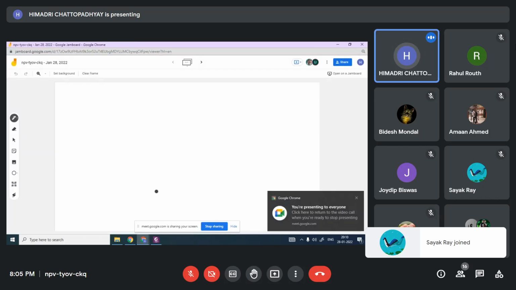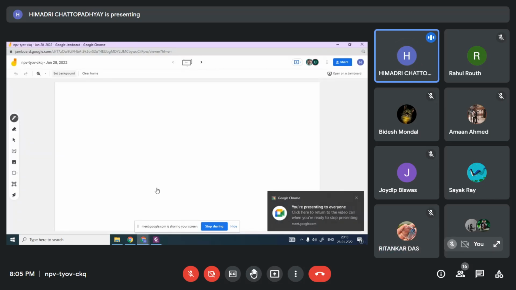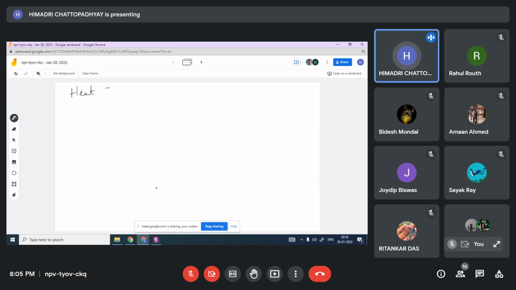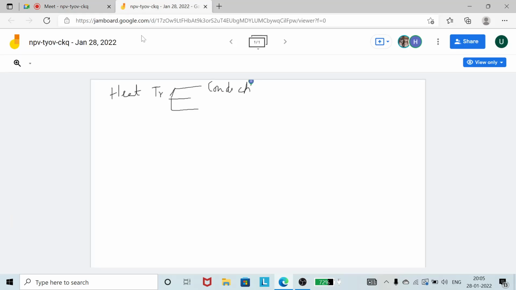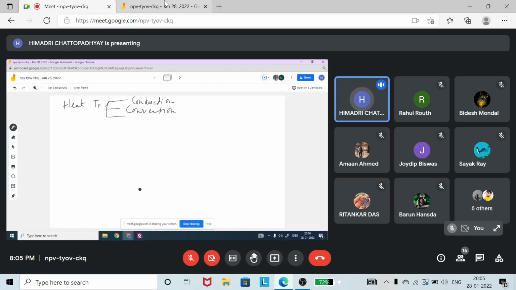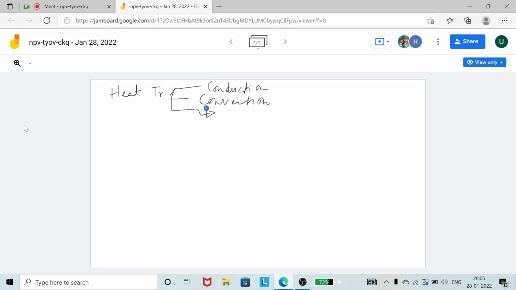So let us look at heat transfer. As you know, there are 3 modes: conduction, convection. See, writing is also difficult. Online is very problematic. Radiation.